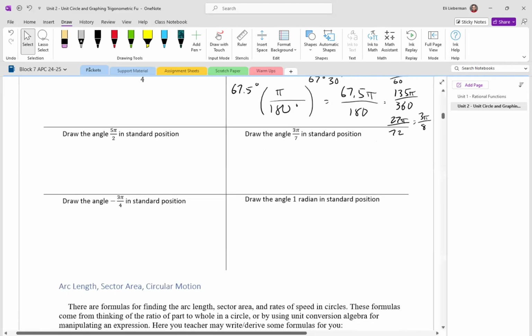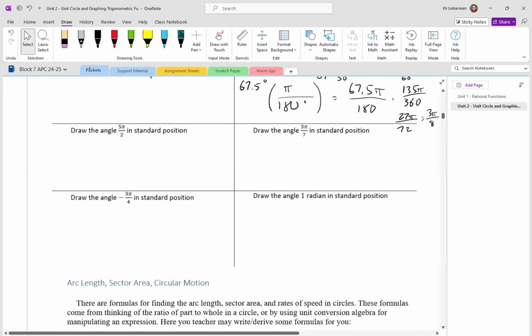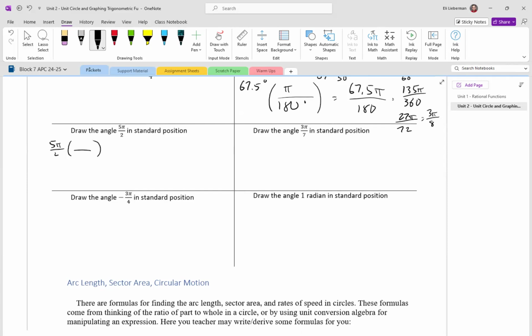Okay, let's go over this. That 5 pi over 2, how did you do that? Just convert to degrees. It's radians, so pi has to be on the bottom. 180 times 3, 360. Is this it? It's fine, like we just said. Is that right?